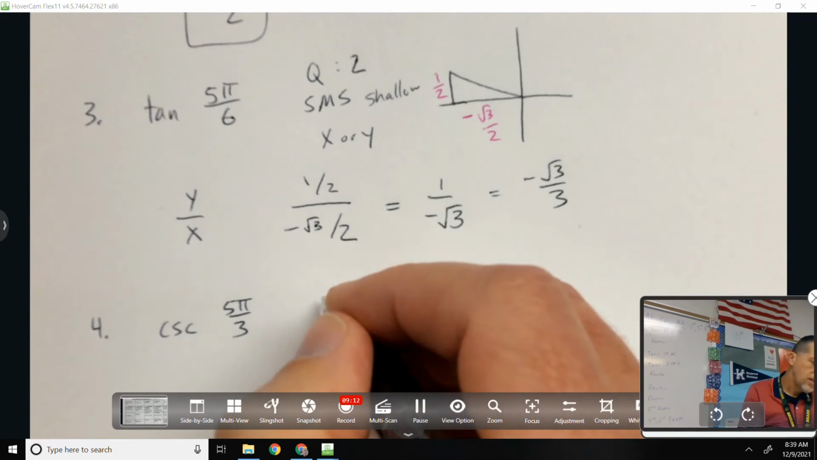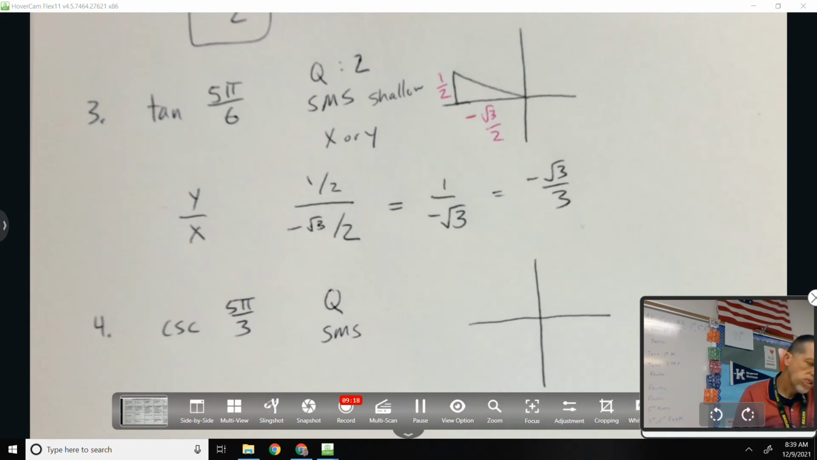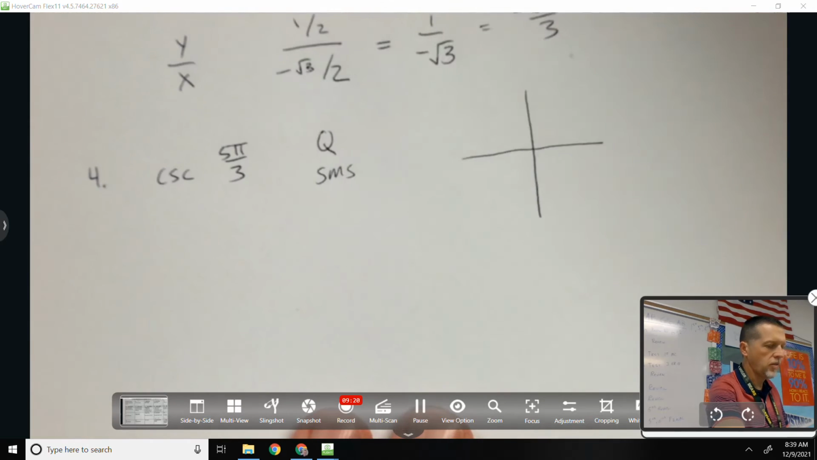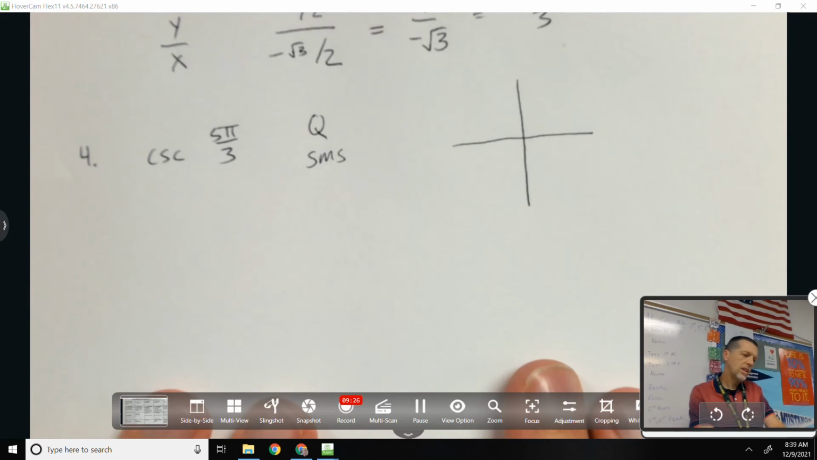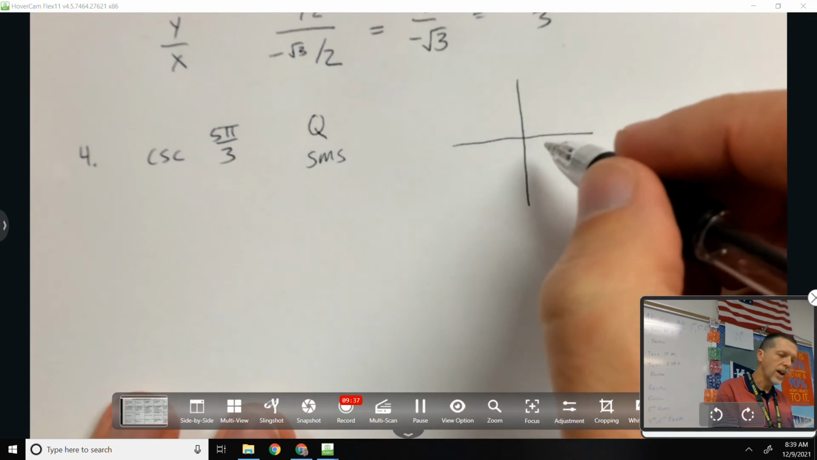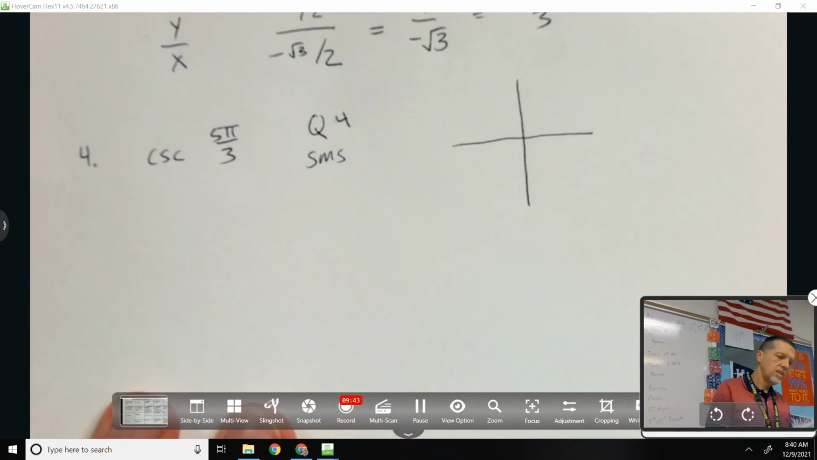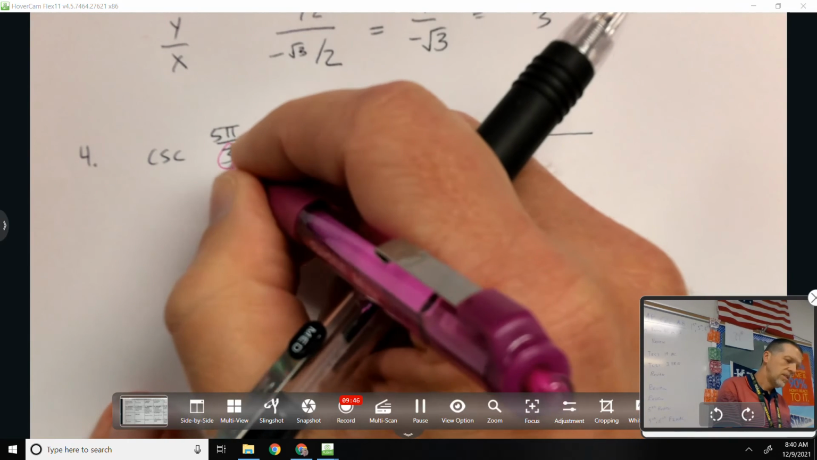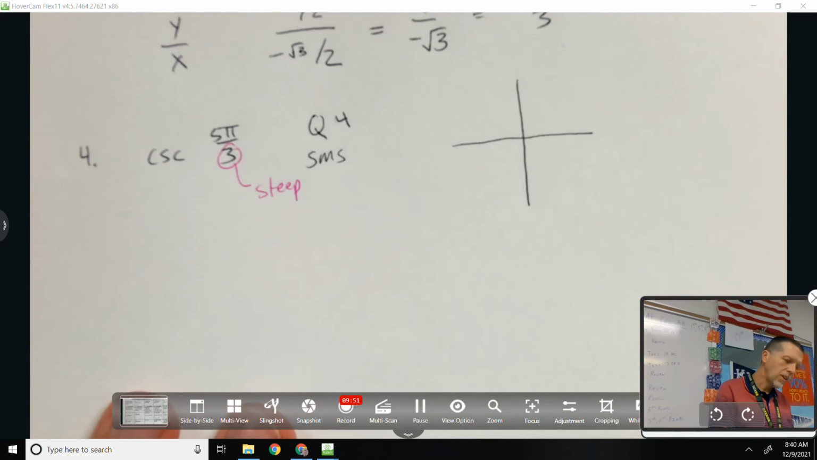Cosecant 5 pi over 3. What quadrant's that in? 5 pi over 3 is in 4, because you're almost to 2 pi. Is it shallow, middle, or steep? If it's over 3, it's steep. So I need a steep angle in the fourth quadrant.